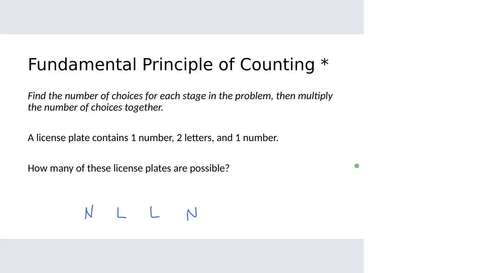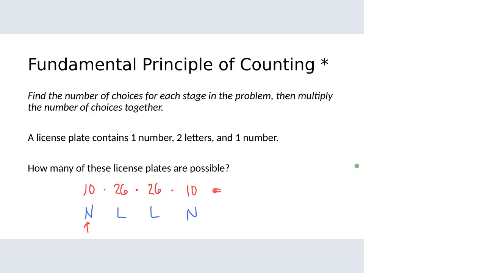So we start out with the idea that, all right, I've got a number in this spot right here, and I could use 1 through 9. Don't forget about 0. So there's 10 possibilities for that one. And then letters, there are 26 letters in the alphabet. There are 26 letters, so there's 26 possibilities here, and then there are 10 possibilities here. Find the number of choices for each stage, and then multiply those together.